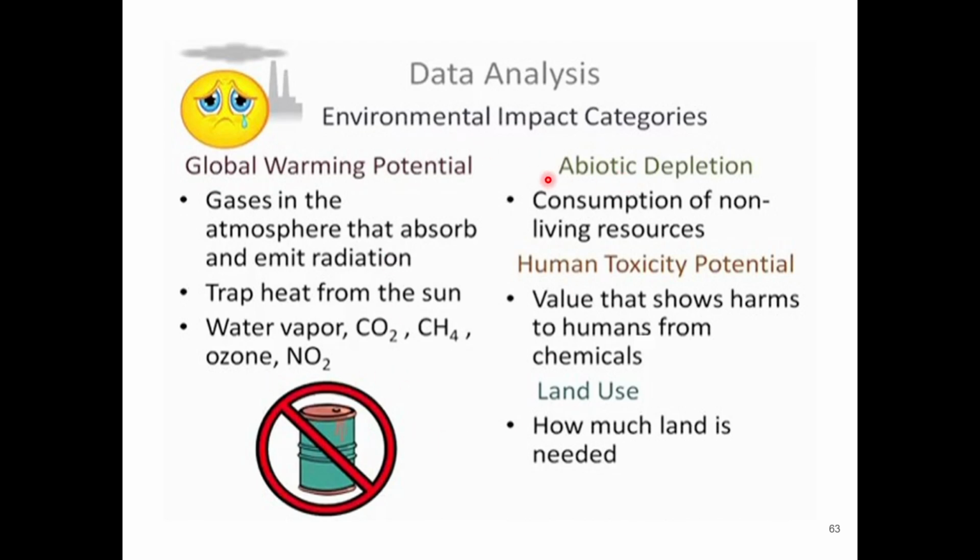One more category from the environmental impact category is abiotic depletion. That is the consumption of non-living resources. And one is human toxicity potential, the value that shows harms to humans from chemicals. And one is land use, how much land is needed. So these are some of the data that can be analyzed in terms of environmental impact categories.